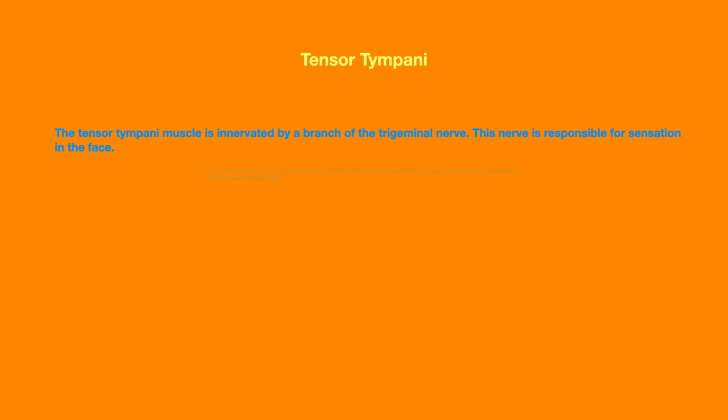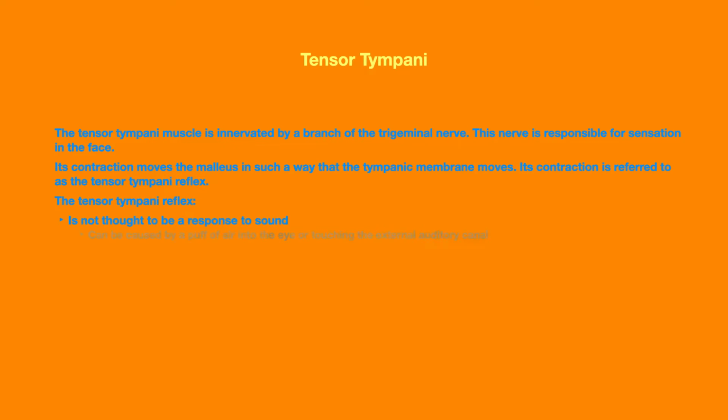The tensor tympani muscle is innervated by a branch of the trigeminal nerve, the 5th cranial nerve. The trigeminal nerve is also responsible for sensation in the face. Its contraction moves the malleus in such a way that the tympanic membrane moves. Its contraction is referred to as the tensor tympani reflex. The tensor tympani reflex is not thought to be a response to sound. It can be caused by a puff of air into the eye or by touching the external auditory canal.